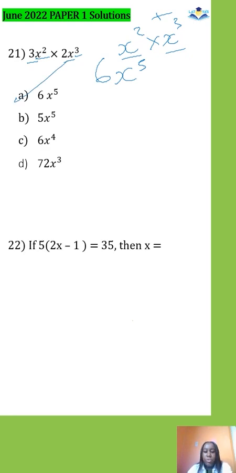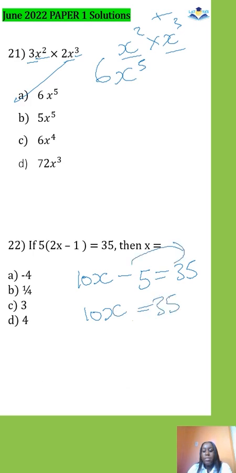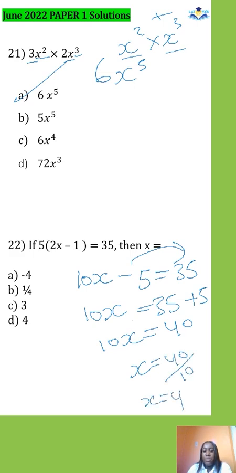Question 22. If 5 open brackets 2x minus 1 is equal to 35, then x is equal to, so we have to solve for x. Let's expand the brackets. 5 by 2x is going to give us 10x. 5 by negative 1 is going to give us negative 5, equal to 35. Leave everything that has x on one side and take everything else to the other side. This -5 becomes a +5. 10x is equal to 40. So therefore, x is going to be equal to 4. So the answer is going to be D, 4.